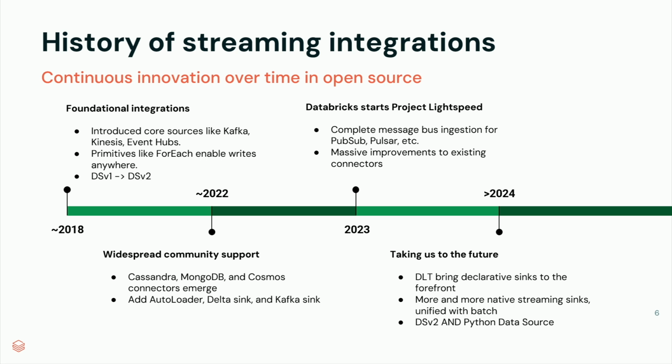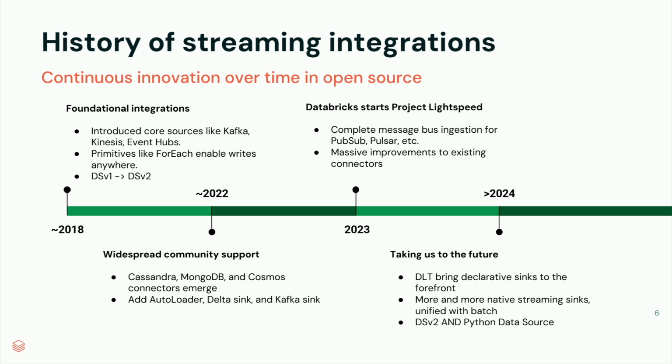Most of these connectors were first built using data source v1. Data source v1 was the initial primitive for most of Spark's integrations. Some of them have been rebuilt in data source v2, which shipped several years ago. But it's taken a while for those connectors to modernize.